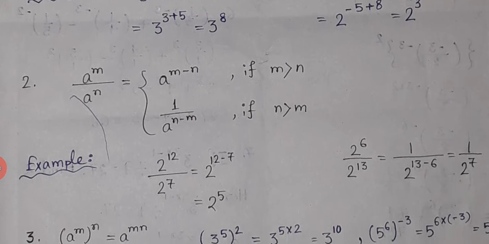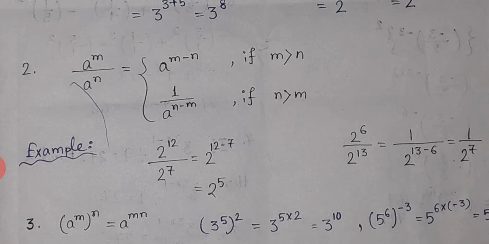Coming to the second law. The second law says if we divide two exponential functions like a to the power m and a to the power n of the same base a, then we shall get two results. The first result is the base will be the same, but if m is greater than n, then n will be subtracted from m.